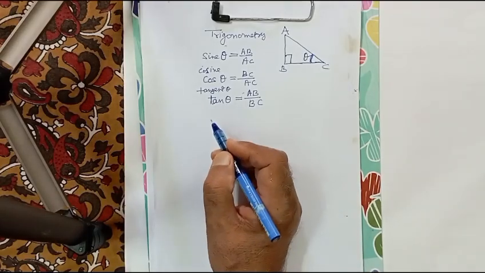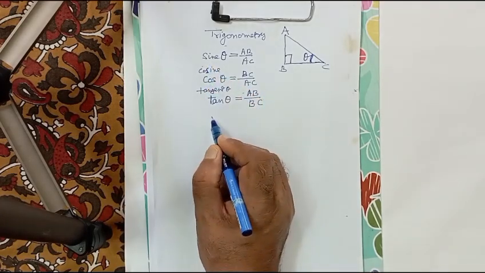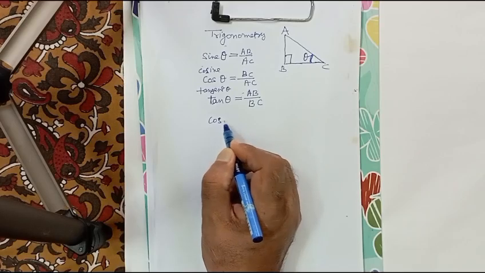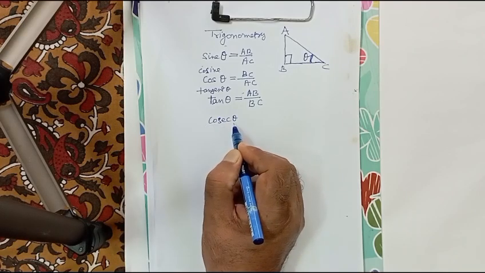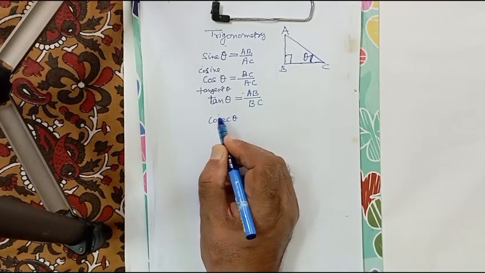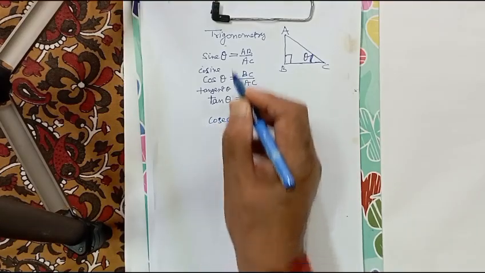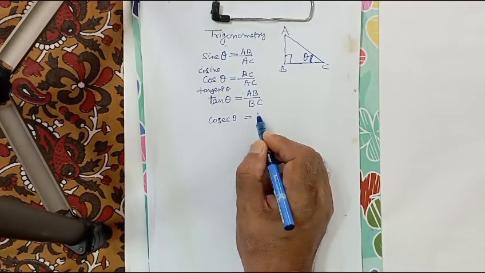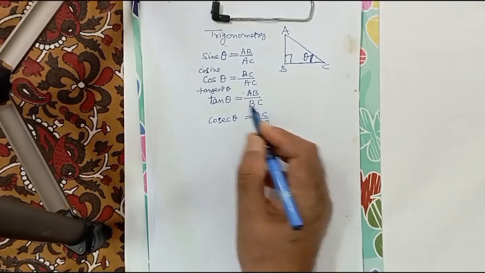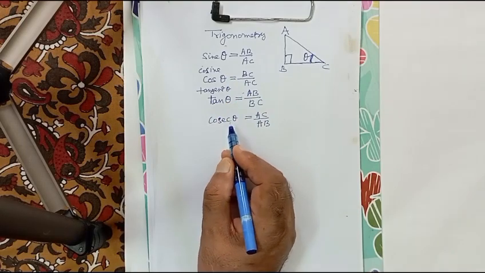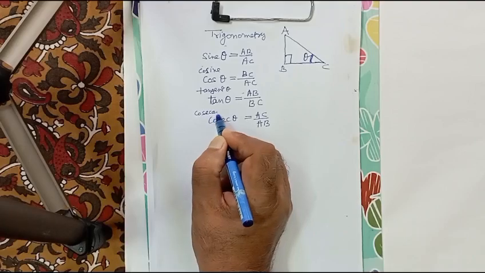Now there are three more trigonometrical ratios, and those are cosec theta. Its full form is cosecant. It is called cosecant, but you can only call it cosec theta, and it is the reciprocal of sin theta, which is equal to AC upon AB. In full form, if you want to learn it, you can learn it as cosecant.